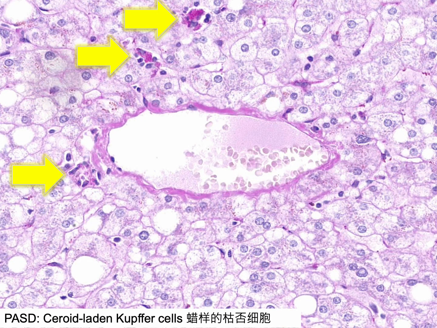This PASD stain reveals few ceroid-laden Kupffer cells. Ceroid denotes an early-stage form of lipofuscin, resulting from the breakdown of engulfed necroinflammatory debris. Its presence indicates recent active liver injury.